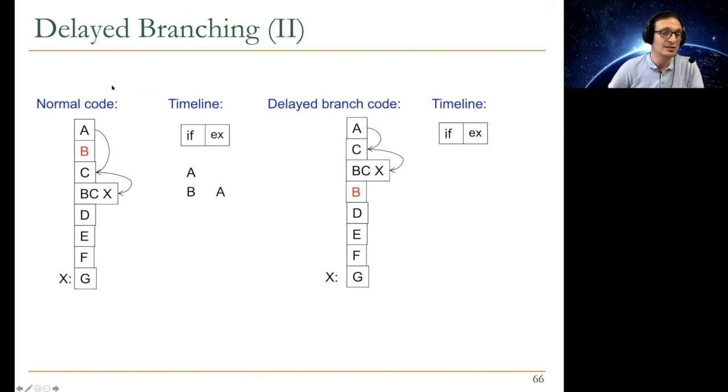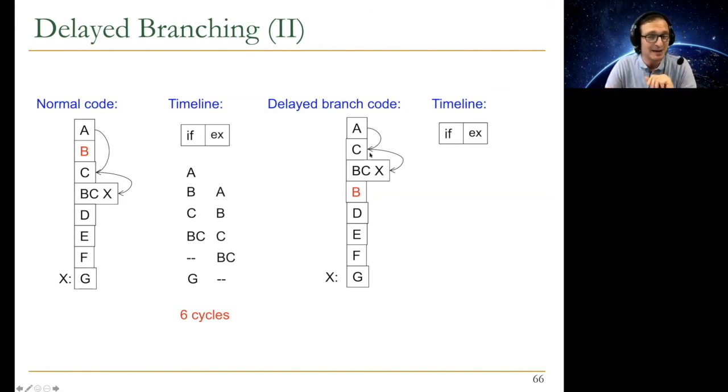Normal code execution, you fetch A. While you're executing A, you fetch B. While you're executing B, you fetch C. While you're executing C, you fetch the conditional branch and assume that you stall. Comparison point is stalling. Okay, it takes 6 cycles if you stall after this branch. Not bad because it's a two-stage pipeline.